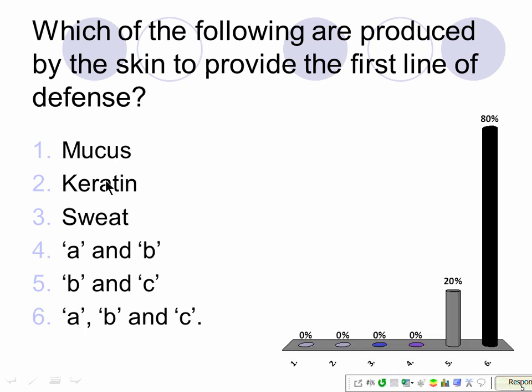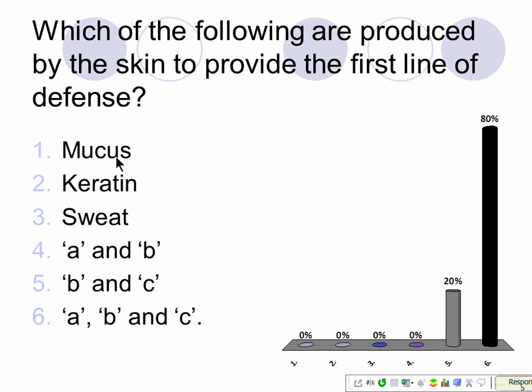Okay, it is keratin and sweat. So it's B and C. See, the skin does not produce mucus. Think of it. Does your skin produce anything slimy? Mucus, it doesn't. See, mucus is produced by mucous membranes, by those goblet cells or columnar cells.